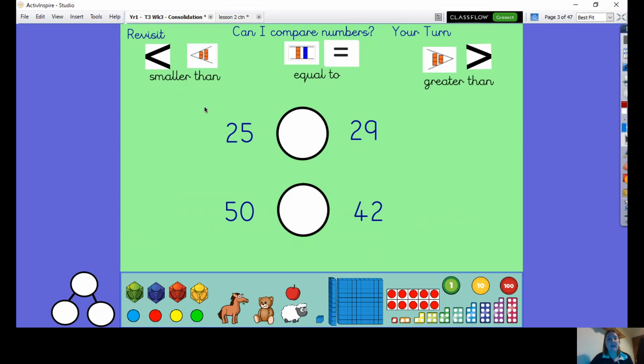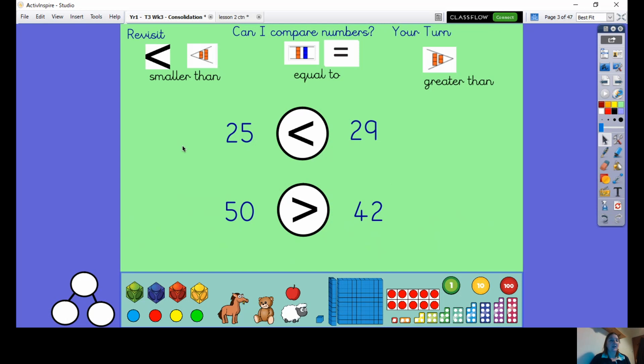Okay, hopefully you've looked at this one and you said this is 25, this is 29, and I hope you have said that 25 is smaller than, is less than 29. And then you've looked at these two numbers, 50, which has got 5 tens, and 42, which has got 4 tens and 2 ones. And I hope you've said that 50 is greater than or more than 42. As I say, don't worry if you've forgotten those symbols, we are going to go back over them this week.